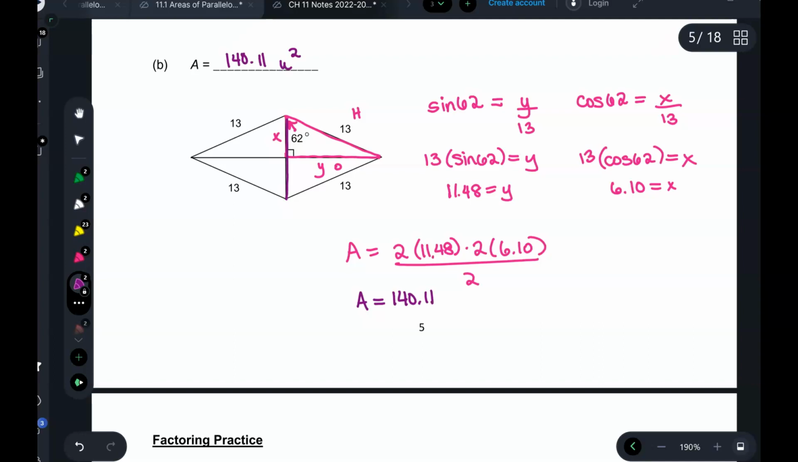140.11. Okay. Good. All right, let's do some practice.